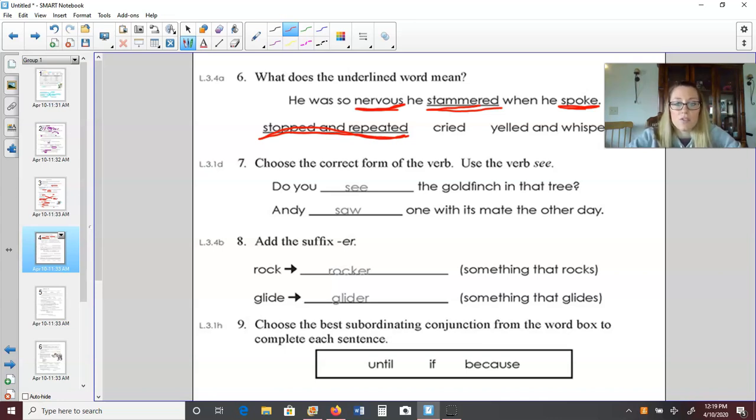Number seven, choose the correct form of the verb using the verb see. Do you blank the goldfinch in that tree? So we would keep it present tense. Do you see the goldfinch?